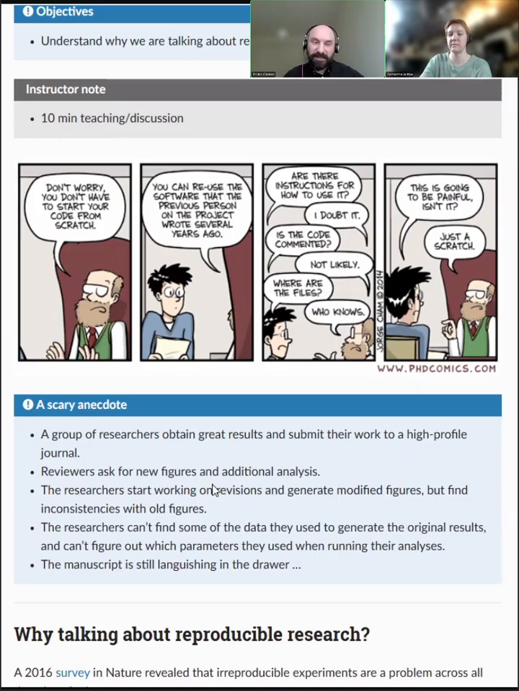from the reviewers. In the meantime, you already switched to a new project, maybe accidentally ran pip install or otherwise updated some libraries, and suddenly what you did 6 months ago for the first version of the paper, you're not able to reproduce. The researcher can't find some of the data they used to generate the original results and can't figure out which parameters they used when running their analysis. And then the manuscript just stays there in the drawer.